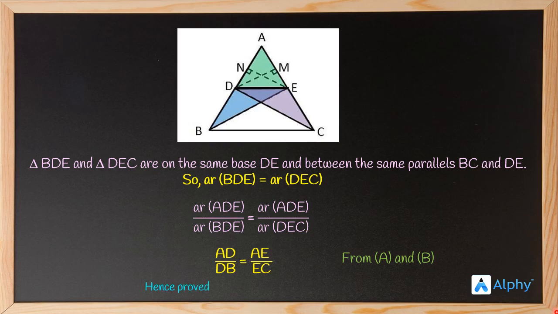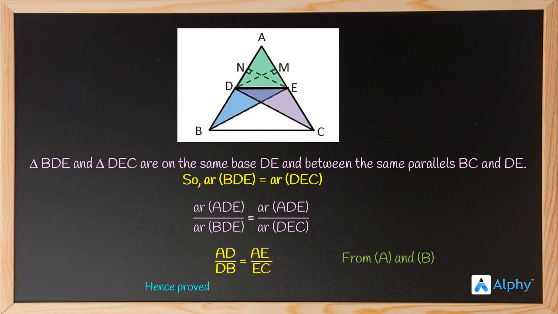This is what we call the basic proportionality theorem, which says that if a line is drawn parallel to one side of a triangle to intersect the other two sides in distinct points, then the other two sides are in the same ratio, which is AD by DB is equal to AE by EC.